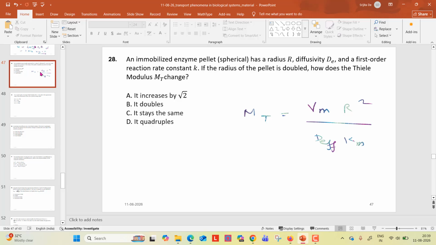From this expression, MT is proportional to R squared. So if R is doubled, it will quadruple. Option D.